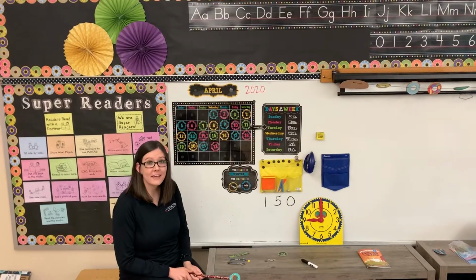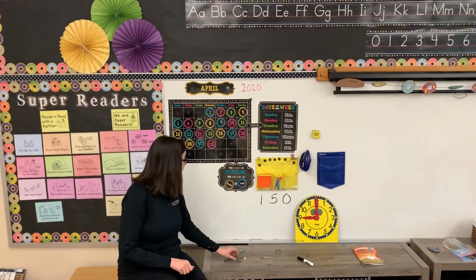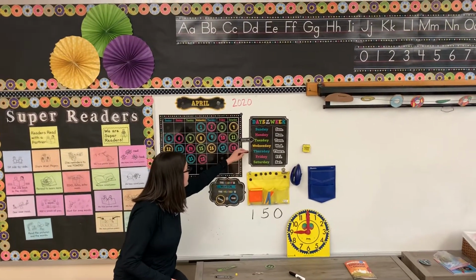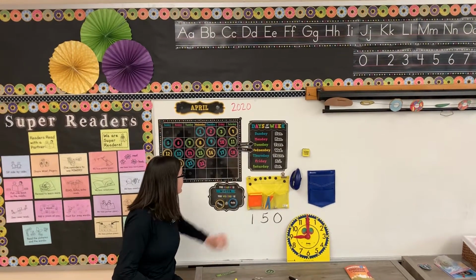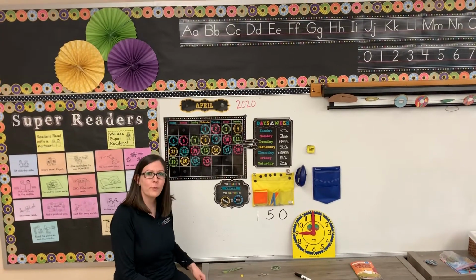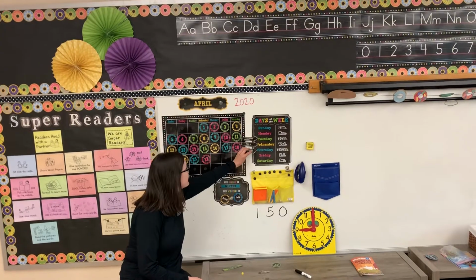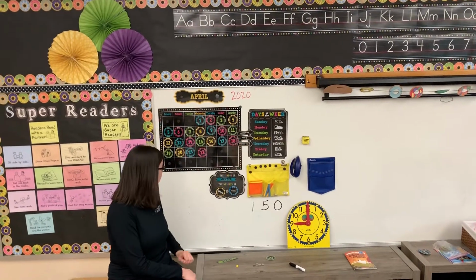So what day is today? It's the day that comes after Tuesday. That's right, today is Wednesday. So what will tomorrow be? You got it. Tomorrow will be Thursday.